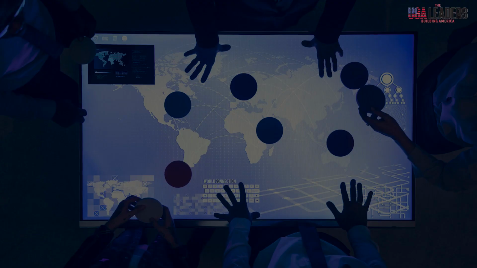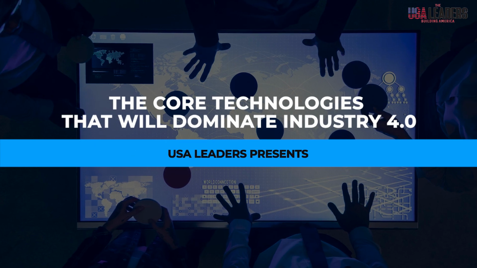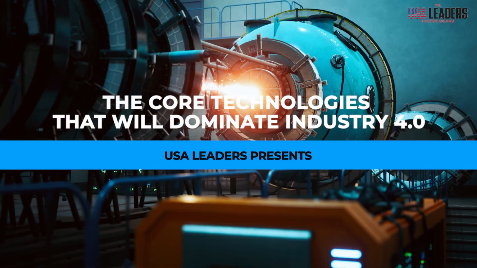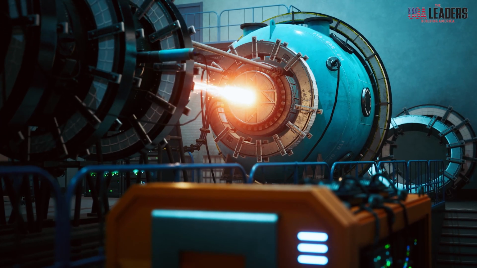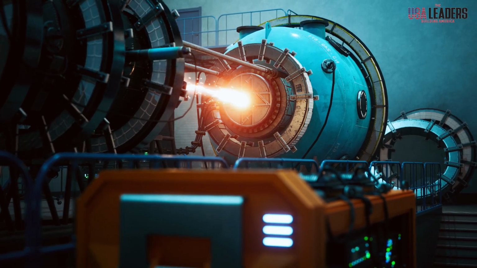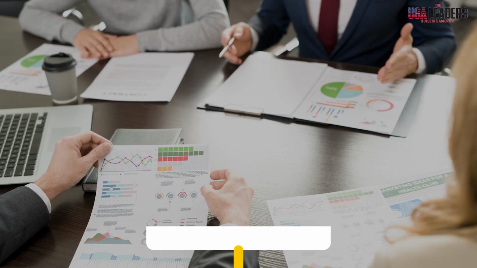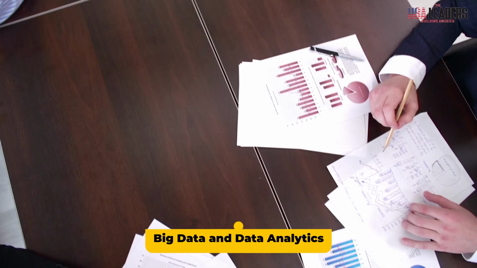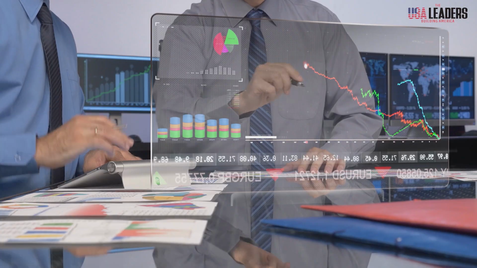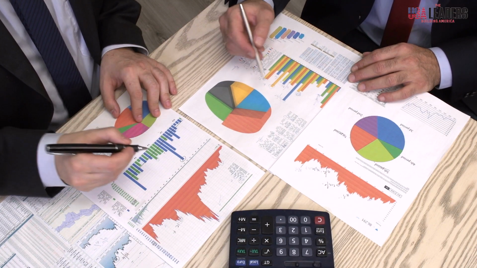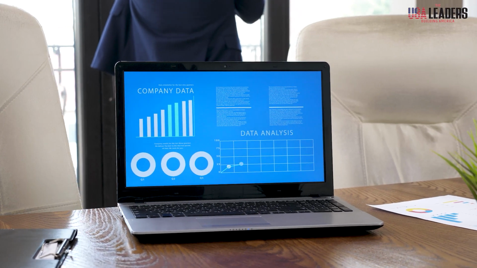In this video, we learn about the core technologies that will dominate Industry 4.0. The following 9 basic technologies compose most of the manufacturing process in Industry 4.0. Big data and data analytics. This includes using statistics, graphs, and data analysis to measure performance and alter systems to enhance productivity and other goals.